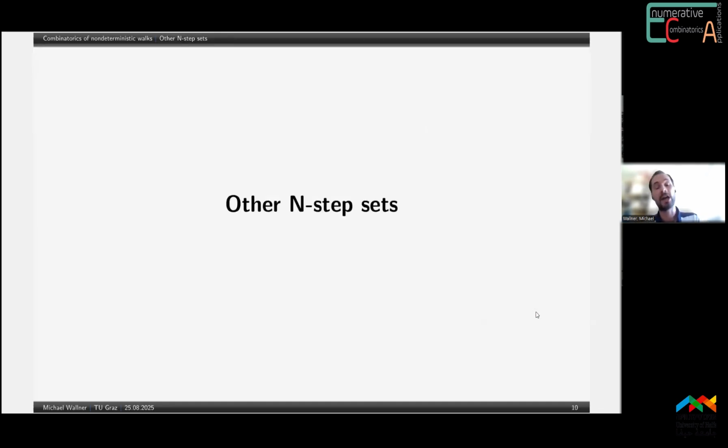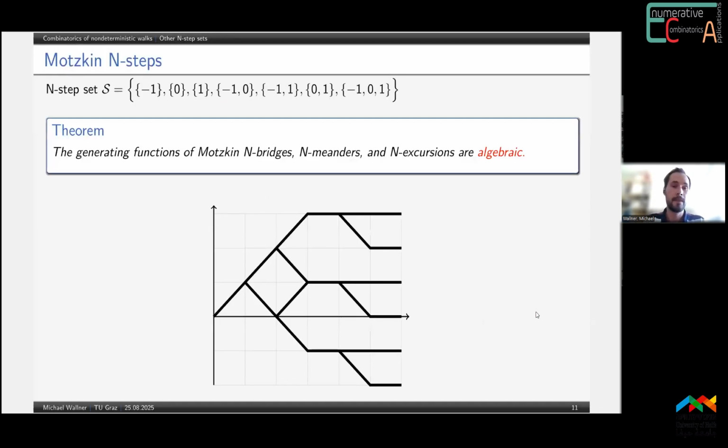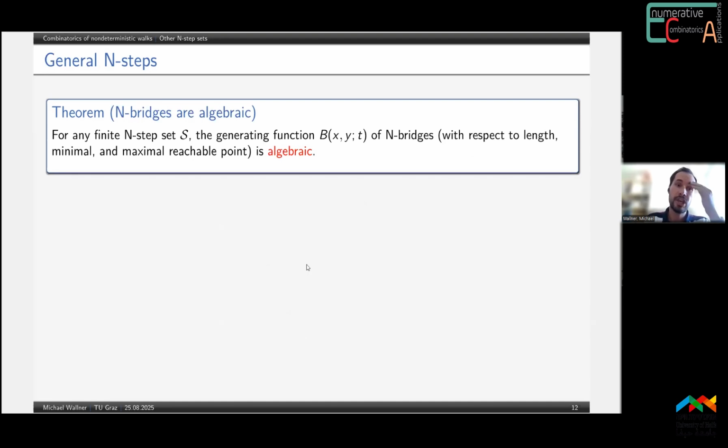And an obvious question is other n steps. This was Dyck n steps. So for Motzkin n steps, we call Motzkin n steps all subsets of the Motzkin steps, where you have an up step, a level step, a 0 step, and a 1 step. And so the step sets for Motzkin n steps, we have these 3 singletons, 3 2-element sets, and this big one, which has all of them. And again, what we can see is that all of these classes, Motzkin n bridges, n meanders, and n excursions, are algebraic. Here you see an example. Here it still worked very nicely. But for general n steps, it's much more complicated.